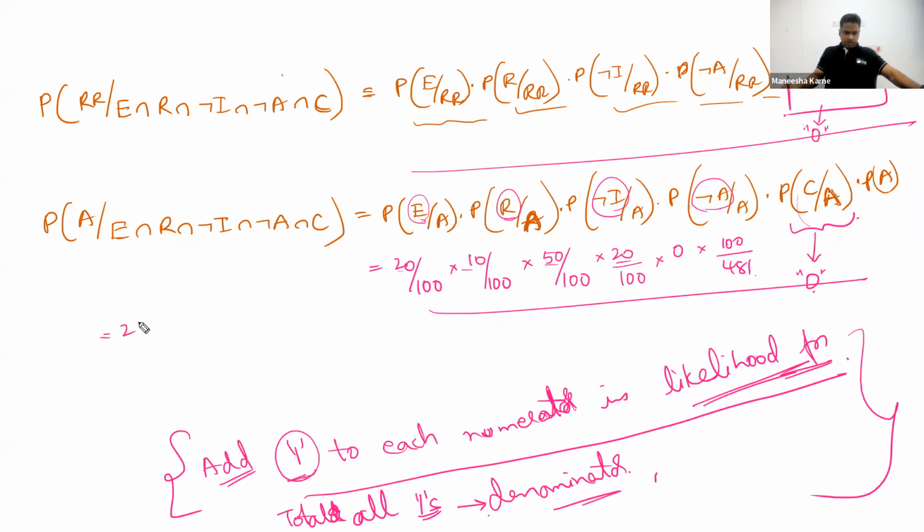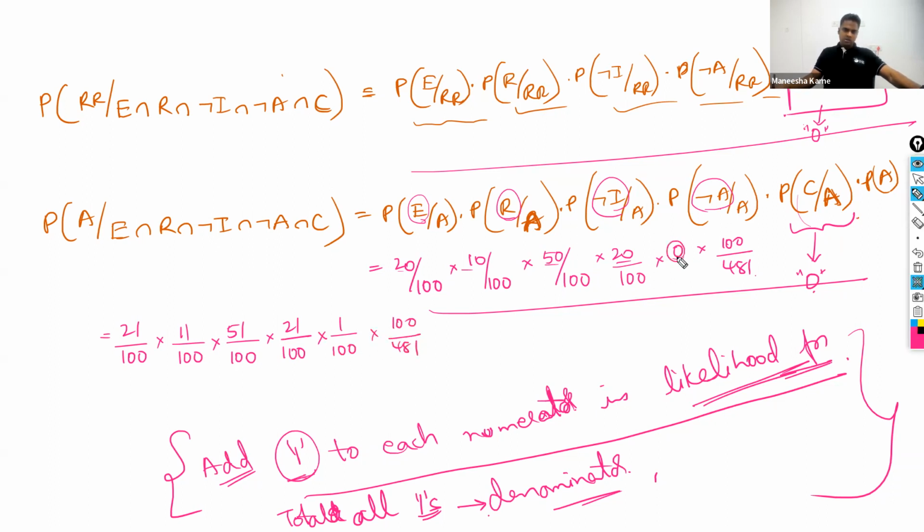So you will write 21 by 100 into 11 by 100 into 51 by 100 into 20 by 100, sorry. Anyway, I'll change that, you put 1 by 100 into 100 by 480. So what you're doing is, instead of 0, you're putting 1 there. But how many ones are you adding? 1, 2, 3, 4, 5. 5 ones you're adding. So you ideally divide it not by 100, but 105.